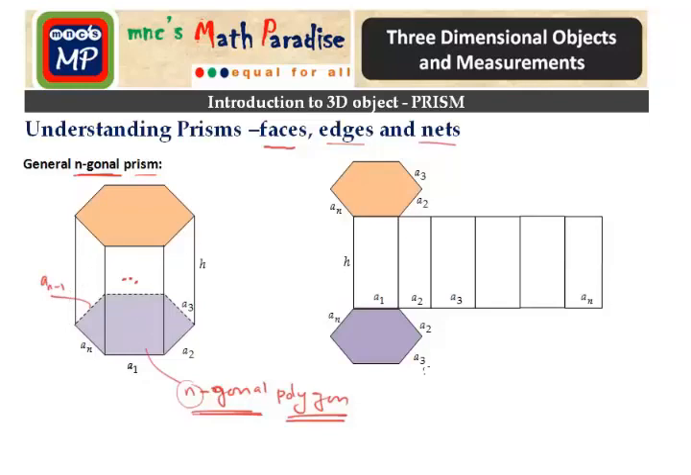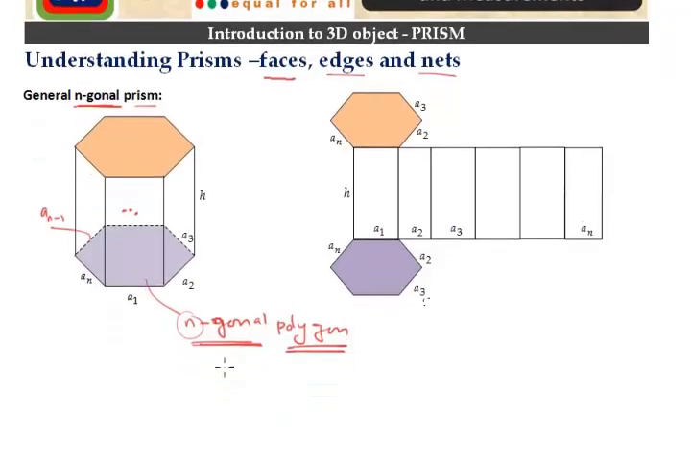So in these kinds of prism, the base is an n-gonal polygon, then the top will also be an n-gonal polygon. So these two faces will always be, if it is a triangle, then 2 triangular faces. If rectangle, then 2 rectangular faces. Trapezoid, then 2 trapezoidal faces. Pentagonal, then 2 pentagonal faces. Hexagonal, then 2 hexagonal faces, and so on. So any n-gonal prism will have 2 faces which are n-gonal polygons.